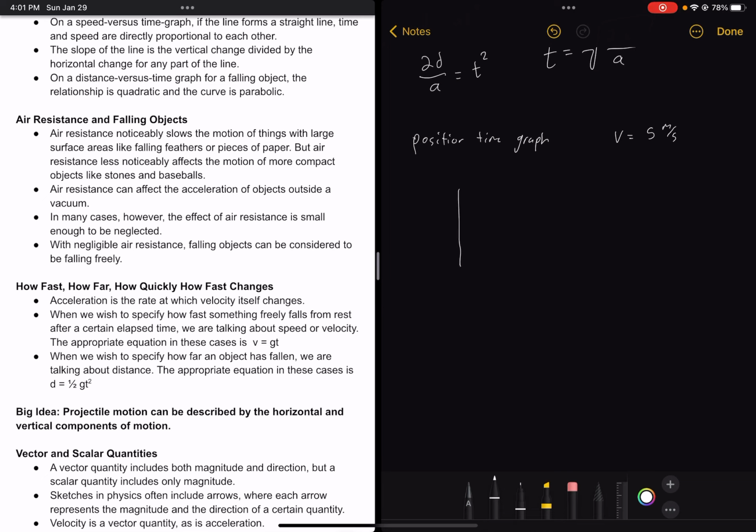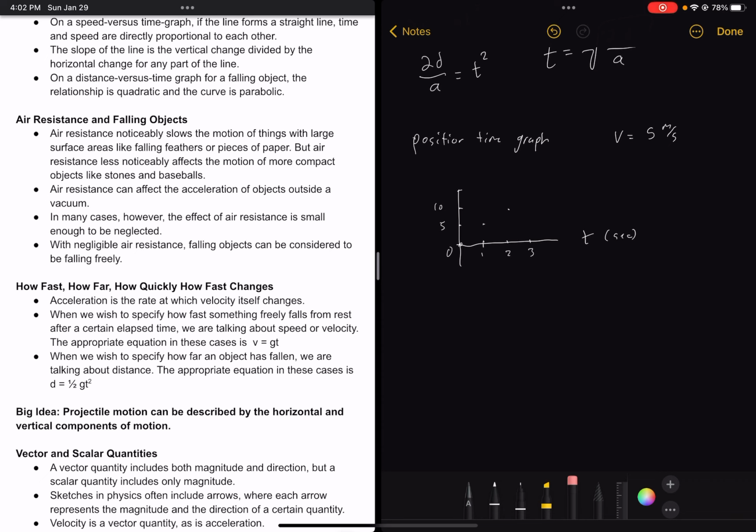Okay, if we look at the graph here, we have the position with respect to time. At 0 seconds, it's traveled 0 meters. But then let's look at what happens after 1 second. After 1 second, it's going to have traveled 5 meters. This is measured in meters, and this is measured in seconds. At 2 seconds, it's going to have traveled 10 meters. At 3 seconds, it's going to have traveled 15 meters.